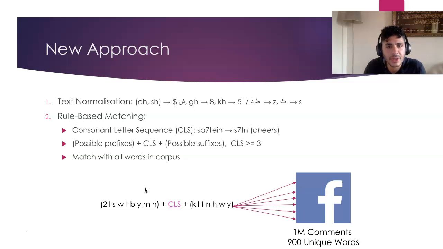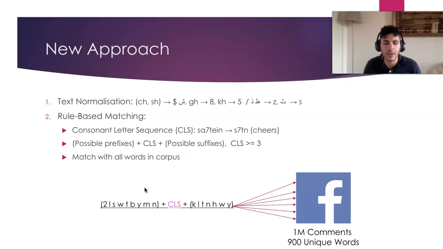We have a rule-based matching, and this is the essence of the research. We take the consonant letter sequence, meaning we omit all the vowels to have a sequence of consonant letters, such as this word, sahtan, which means cheese. And then we permit some possible prefixes and possible suffixes that we have observed. We allow this for words that contain a CLS of size 3 or above, and we match it with all the words from the Facebook corpus.